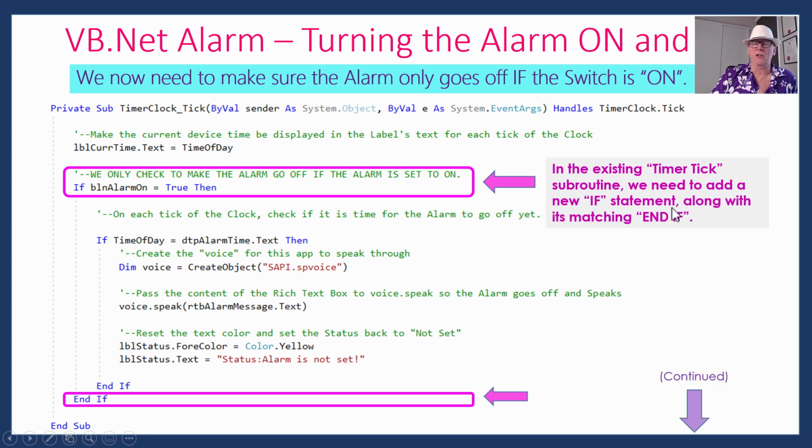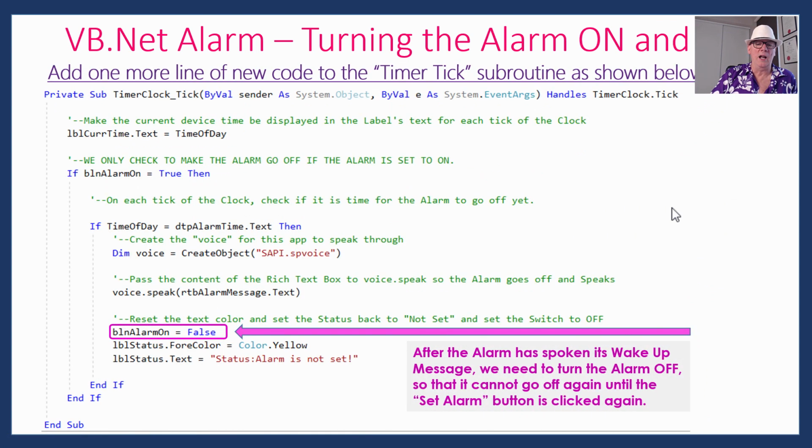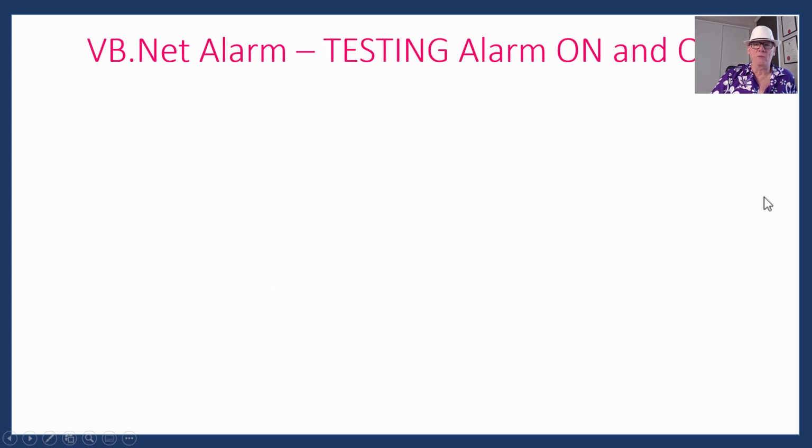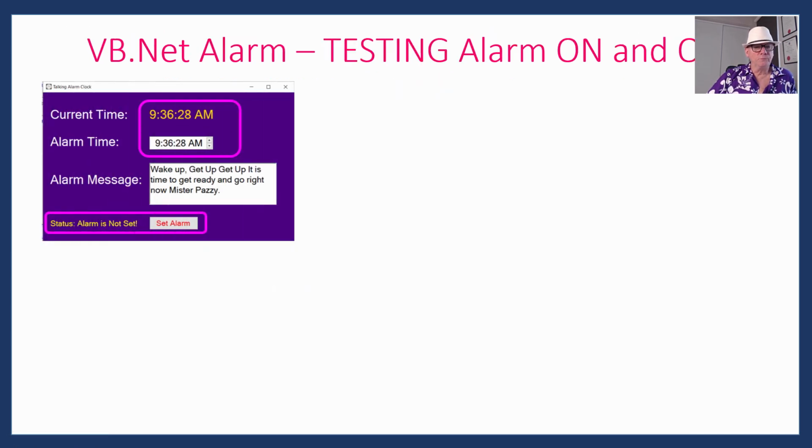That's the first thing we need to do, but there is another thing as well, because where we're doing that reset to set it back to the yellow message that the alarm's not set, we also, after the alarm has gone off in here, if the times of day matched and everything, need to set the alarm activate switch to off. So we set BLN alarm on equals false, okay, to turn it back off again, and tell them alarm is not set. All right, and that should give us our fully functioning alarm clock. So we're ready to test it.